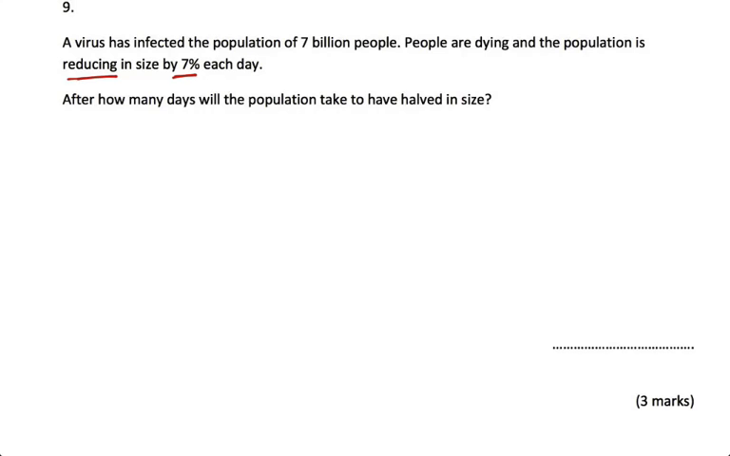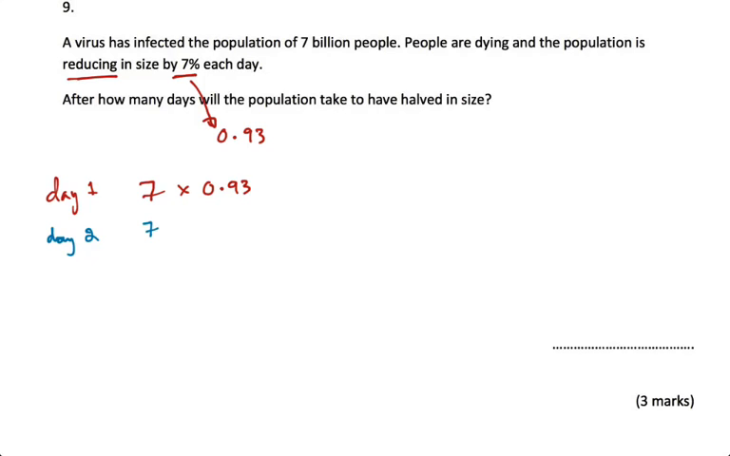So this virus is infecting the population of 7 billion people, approximately the number of people on Earth. People are dying and the population is reducing in size by 7% each day. This is another compound interest question, but with a multiplier that is decreasing each time. So the multiplier we're going to be using is 0.93. Okay? This is also kind of trial and error in its nature. So after the first day, we know that we've got 7 times by 0.93. So that's the number of people we have after the first day, because they've been reduced by 7%.